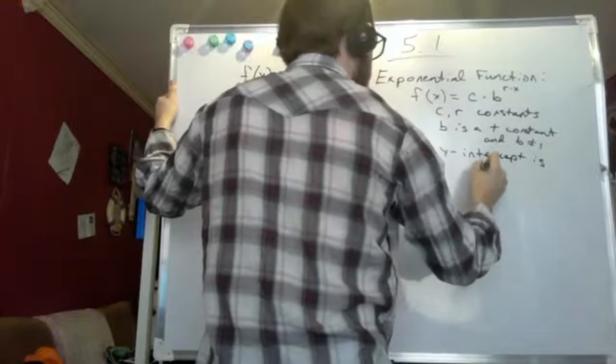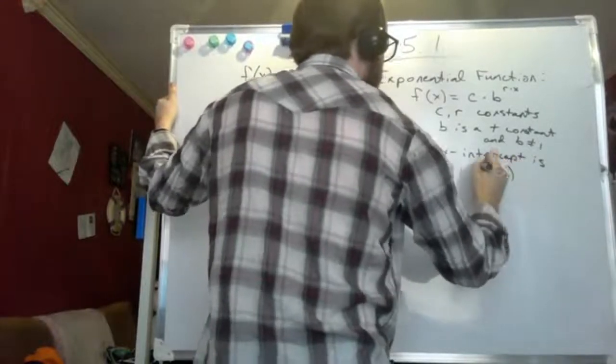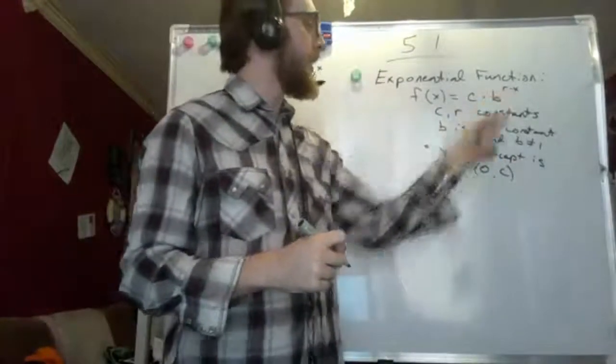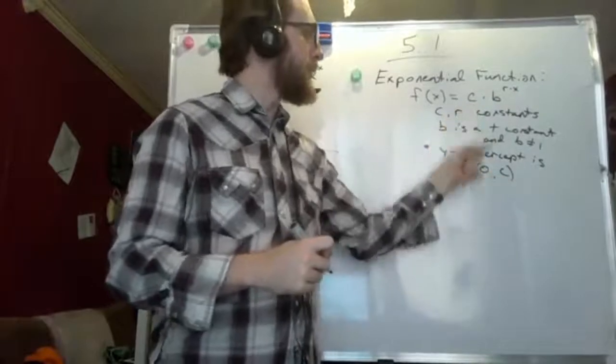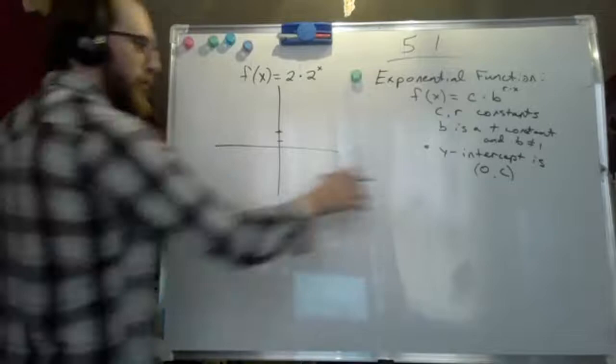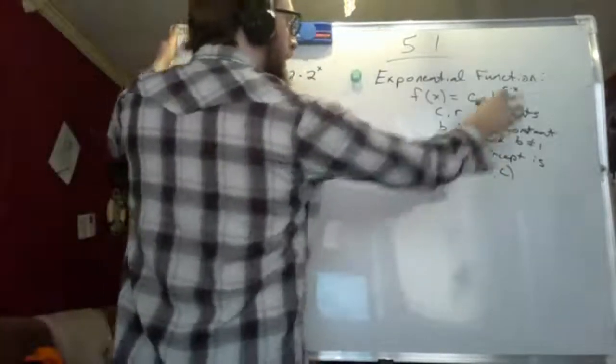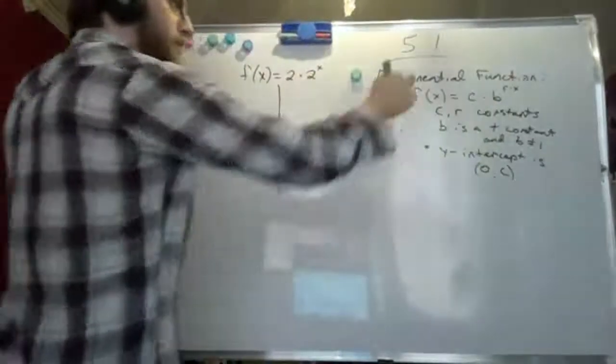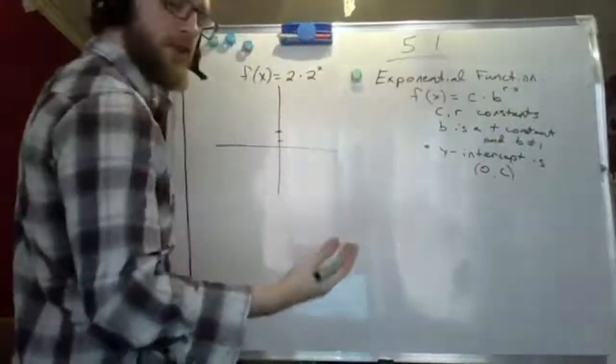is at (0, c). Because if you zero out this guy, then you're left with this c for your y value. The one exception you want to be careful of here with this rule I have written, this is assuming you just have x with some coefficient.